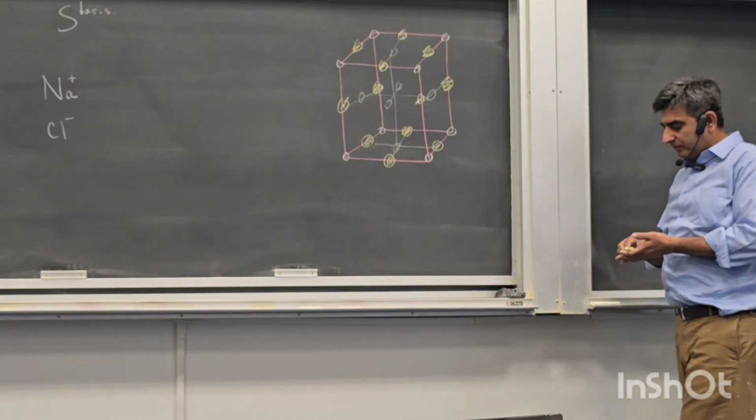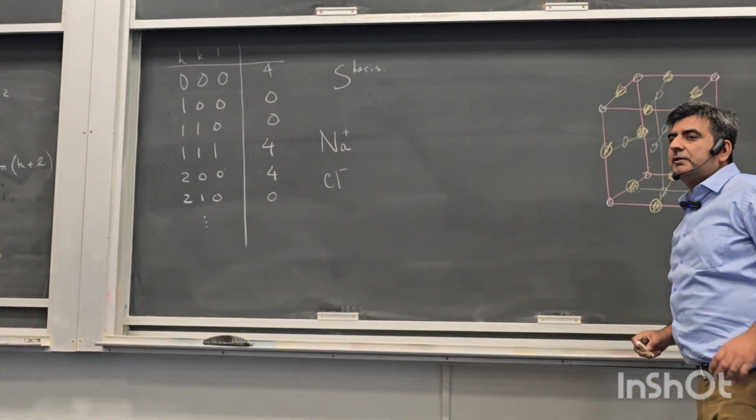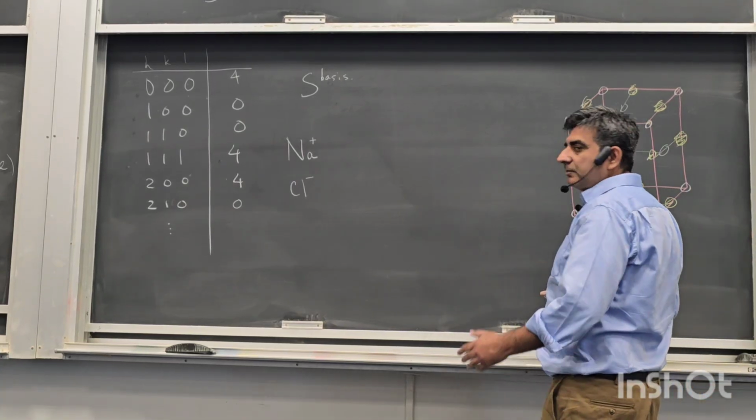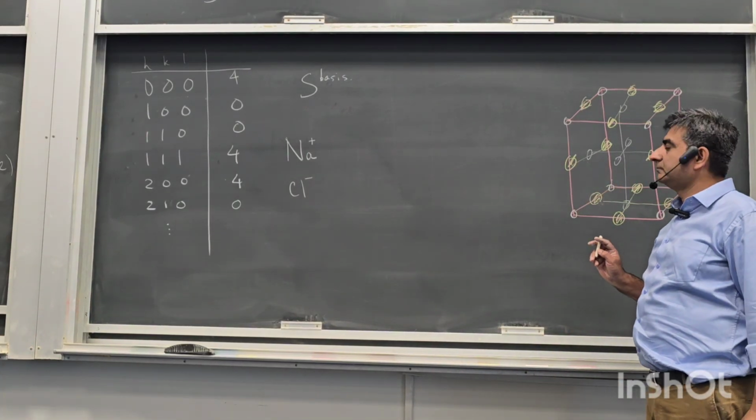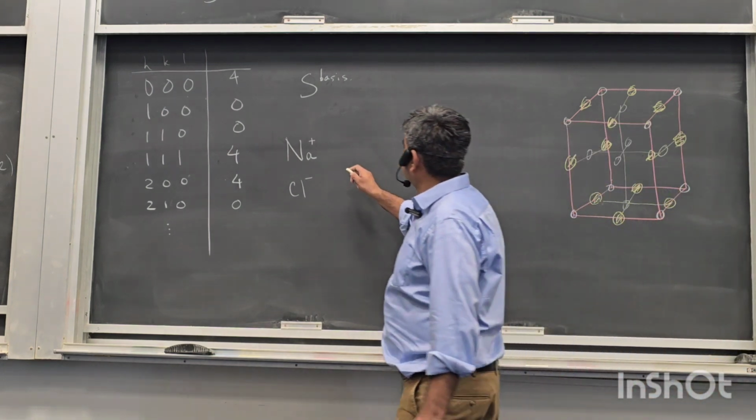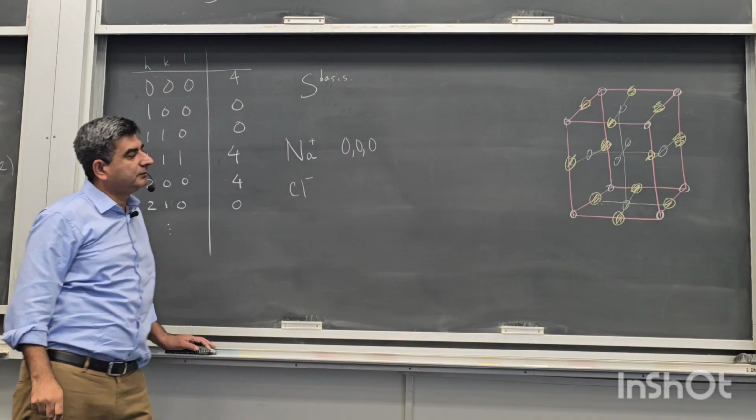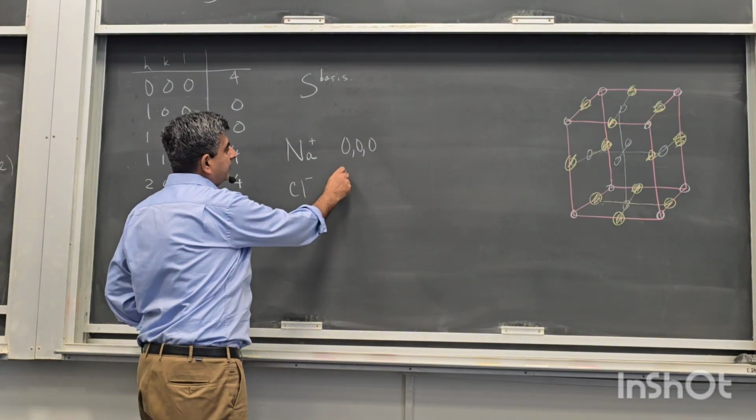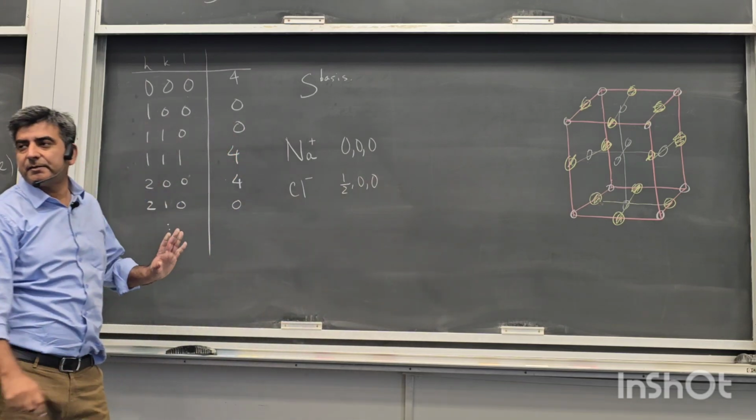So this is sodium chloride. What are the coordinates for sodium? What is the basis for sodium? Okay, can anyone speak up? 0, 0, 0. Sorry, 0, 0, 0. And chloride? We can take chloride at half, 0, 0. Half, 0, 0, okay. So this is the basis, that's it.